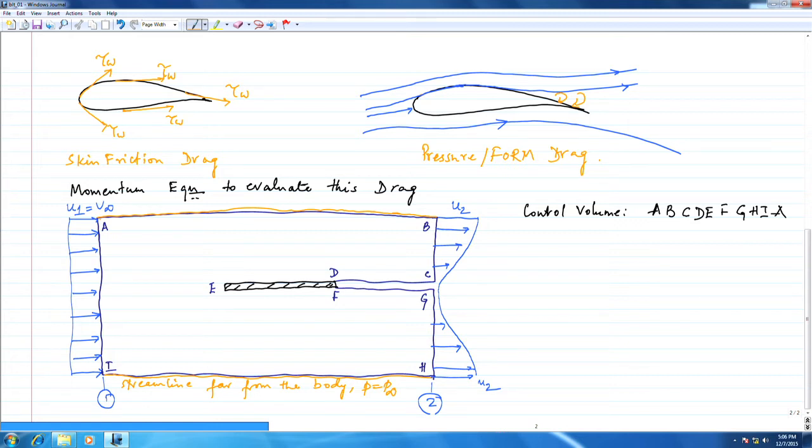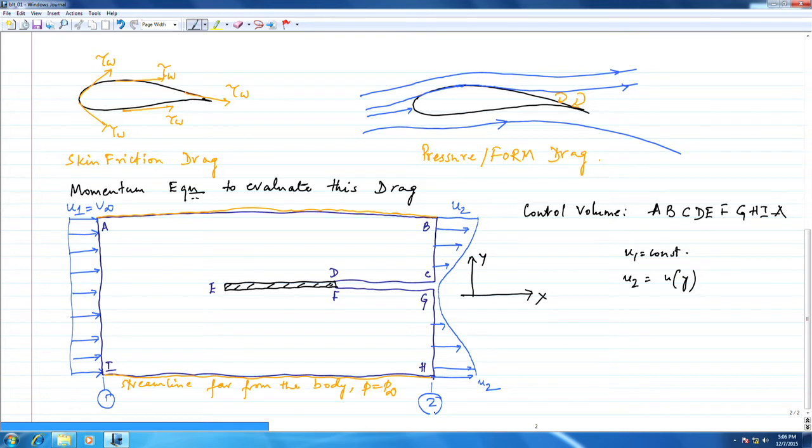And the axis system that I am looking at is something like this. Let us say this is x and this is y, of course. As we know from our experience so far, we have taken basically two sections, 1 and 2, and u1 is constant, while u2 is a function of y. I think this is something that we are used to now.